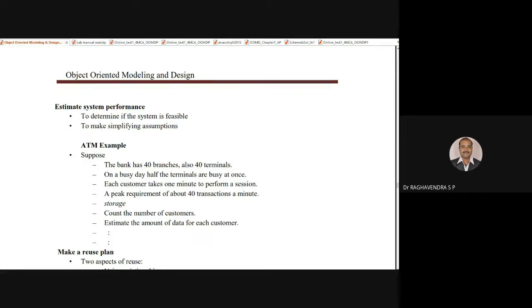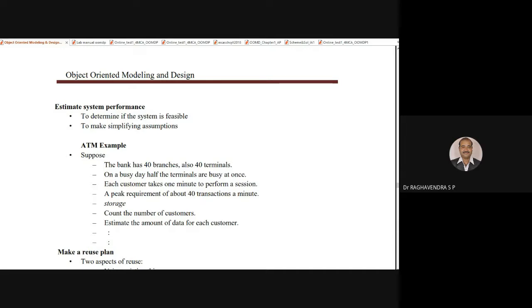Similarly, if you have an application, how good it is can be identified by using this particular step called estimate system performance. Please note down the side headings, because when you complete the syllabus, you should know these are the topics covered. So what are the steps involved in estimating the system performance? Like determine if the system is feasible.